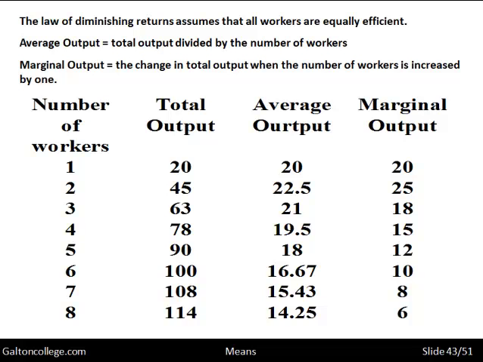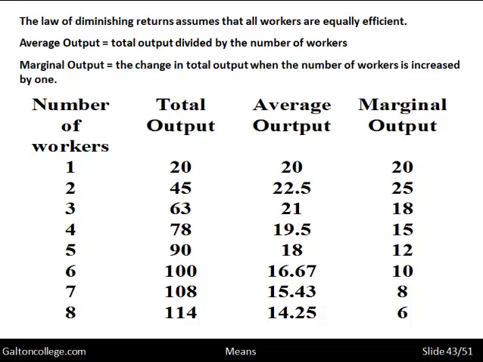So let's take this table. Here we have number of workers, 1, 2, 3, 4, 5, 6, 7, 8. Total output ranging from 20 to 114. Now if we divide the total by the number of workers, we get the average. So 20 divided by 1 is 20, 45 divided by 2 is 22.5. Those are the marginal outputs. Sorry, the average outputs.